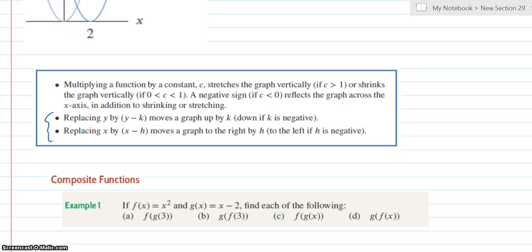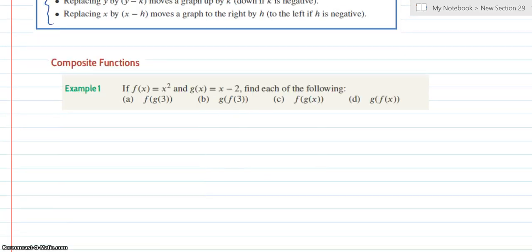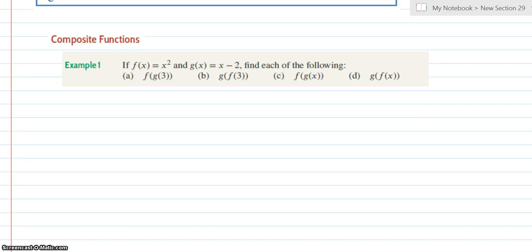Composite functions. What is a composite function? It's a function within a function. So let's look at this example to check out composite functions. Example 1. So we still have f of x equals x squared, but now we have g of x equals x minus 2. Let's find the following.